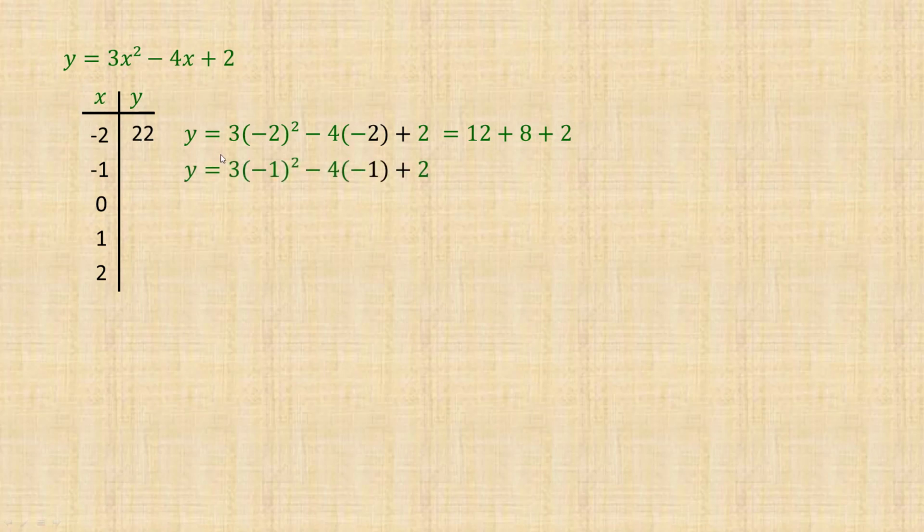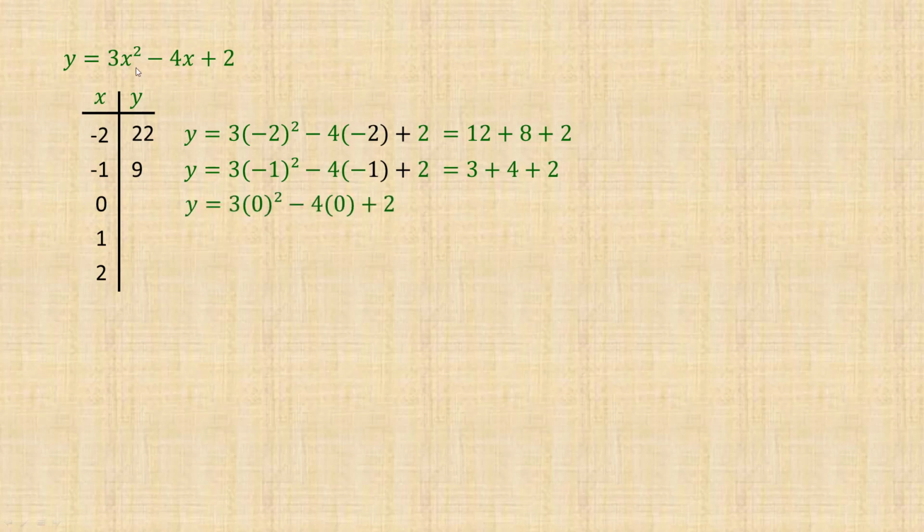So let's put negative 1 in now. Negative 1 squared is 1, times 3 is 3. And then negative 4 times negative 1 is 4. Okay, and plus 2. So 3 and 4 is 7, plus 2 more is 9. So if x is negative 1, y works out to be 9.